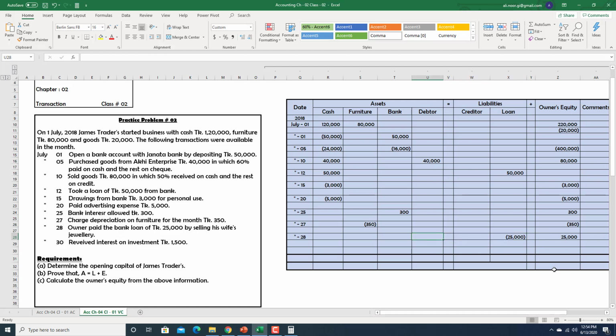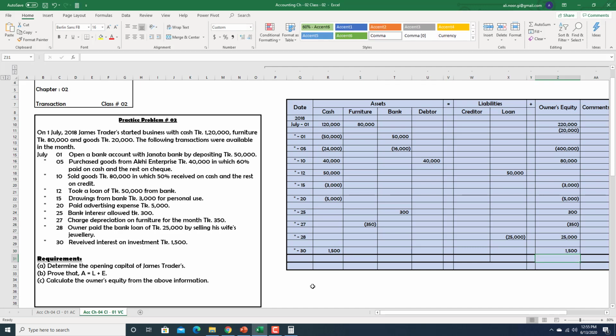Okay, so for July 30, received interest on investment. Since this is a revenue account or income account, it will definitely increase owner's equity and cash as well. Okay, then July 30, it will increase cash, it will increase owner's equity.